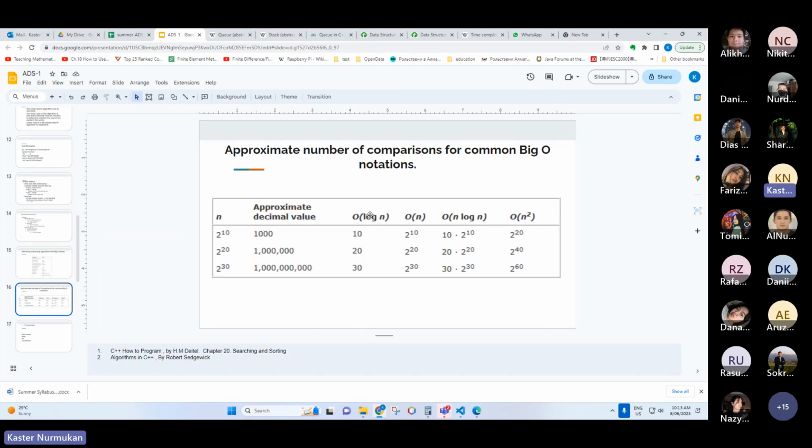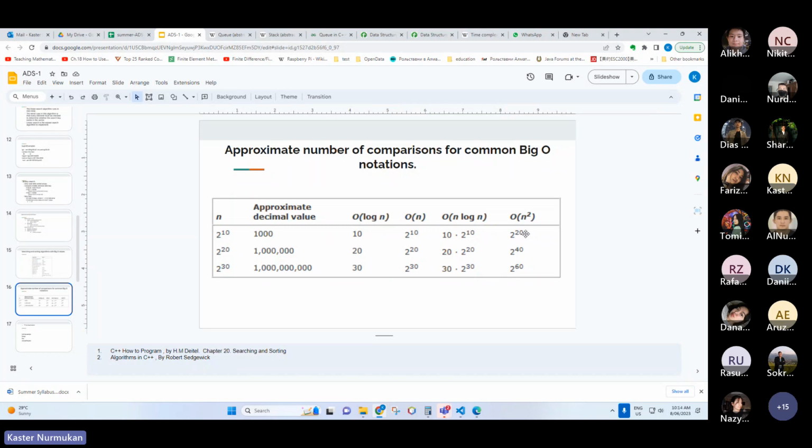If the algorithm is log n time complexity, the result is 10. Linear time means 2 to the power of 10, which means 1,000 times, the same as the size of the elements. If it is n log n, it means 10 multiplied by 2 to the power of 10, so 10,000. And what's quadratic? It is n squared, which means 2 to the power of 20.